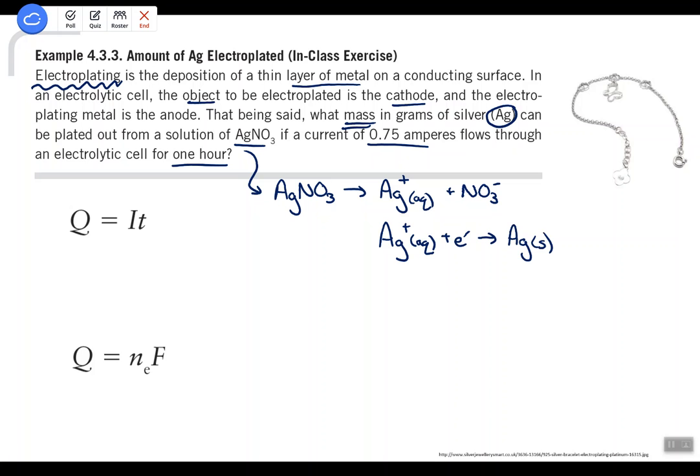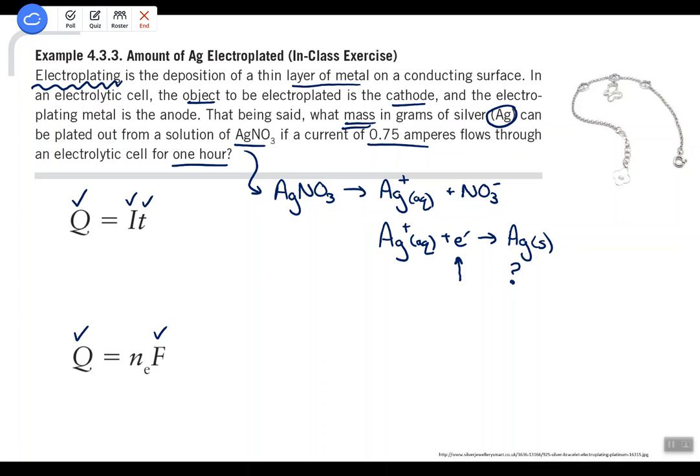The silver cations can be reduced by 1 mole of electrons to make 1 mole of solid silver. We want to know the mass of silver that can be produced. So we need to do something with these electrons. Well, in this problem, we're told current and time, so we can solve for charge.